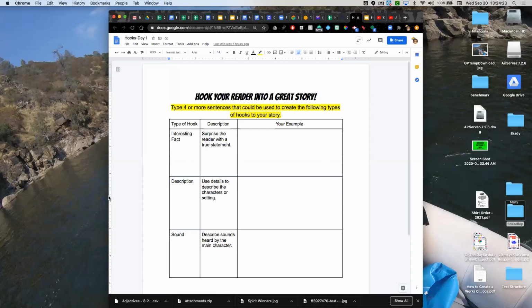The last one is sound. Describe the sounds heard by the main character. And it doesn't mean like, well, here, let me read this.